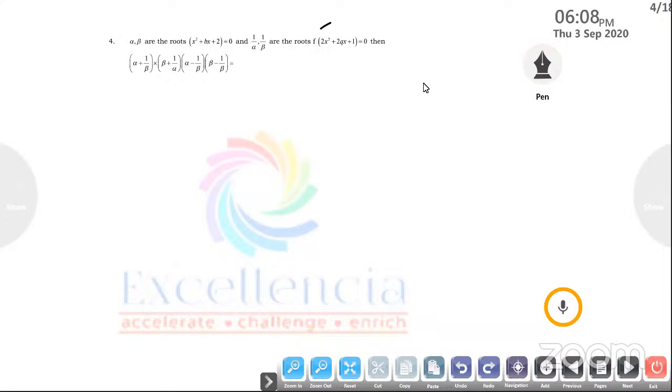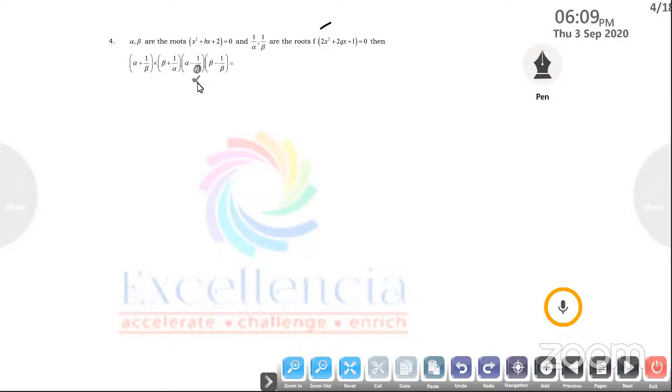Is it visible? Yeah. Alpha, beta are the roots of x squared plus px plus 2 equal to 0, and 1 by alpha, 1 by beta are the roots of 2x squared plus 2qx plus 1 equal to 0. Then we need to find the value of (alpha plus 1 by beta)(beta plus 1 by alpha)(alpha minus 1 by beta)(beta minus 1 by alpha). I think there is a problem in the question. Suppose this should be (alpha minus 1 by alpha)(beta minus 1 by beta). So it is a very simple question. Let us go for this.